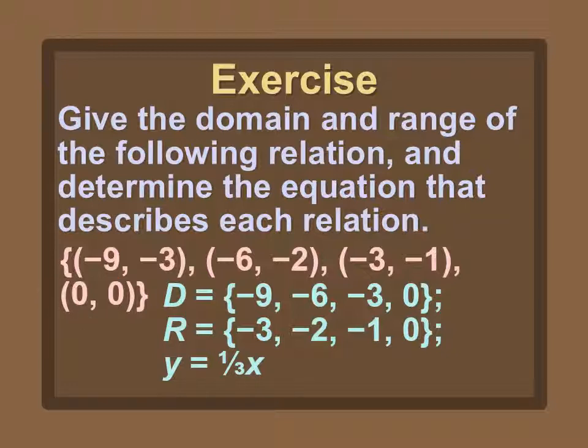So our equation should be y equals, how do we get y? y equals x divided by 3. However, now that we are fancy mathematicians, we can say dividing by 3 is the same as multiplying by 1/3. So our equation becomes y equals 1/3 x.